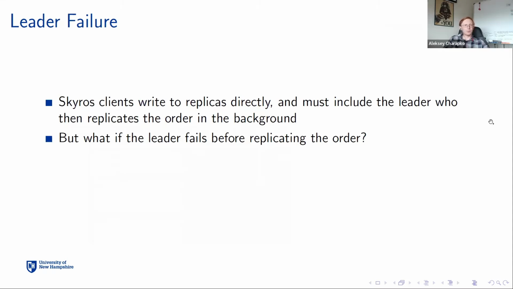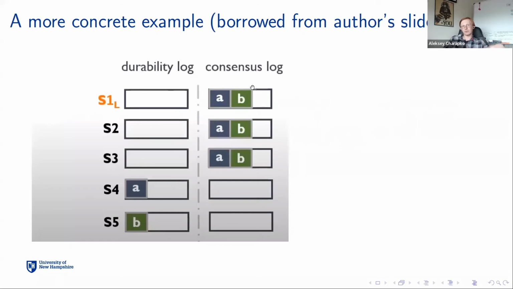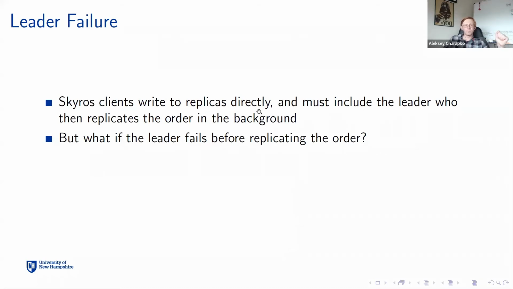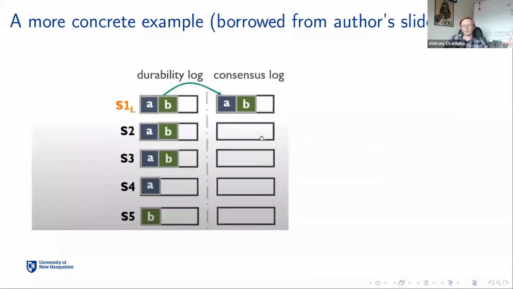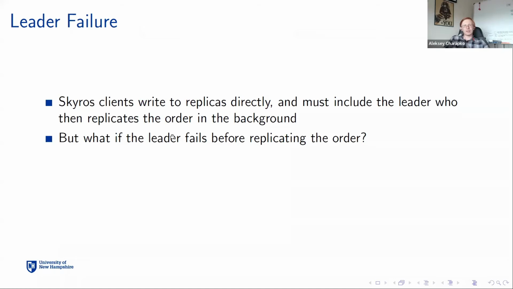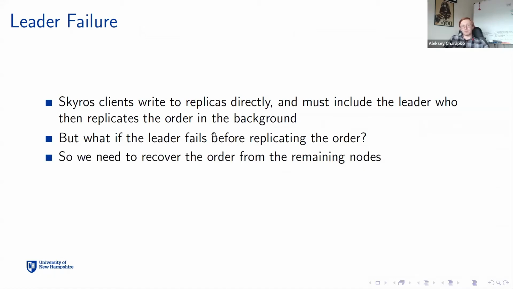The problem with this approach is the leader failure, right? Because the clients write to these replicas directly, but they must include the leader, because the system uses the leader's order as the order that's going to be committed in this consensus log, and the order in which the operations are going to execute against the state machine. So naturally, what happens if the leader fails before it manages to replicate the order from the durability log to the consensus log? We need to recover the order from the remaining nodes.